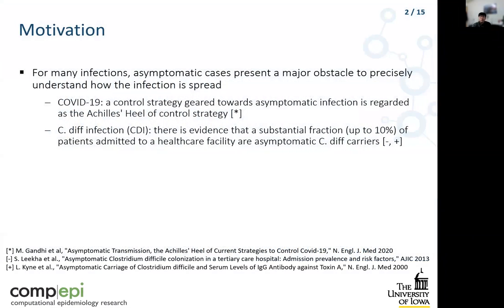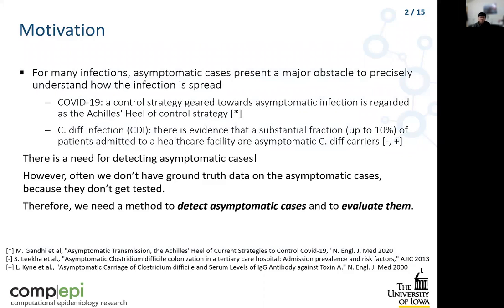For many infections, asymptomatic cases present a major obstacle to precisely understanding how the infection spreads. For instance, in infectious diseases such as COVID-19 and CDI, a common healthcare-associated infection, asymptomatic cases play a significant role in the disease spread. So there's a need to detect asymptomatic cases. However, often we don't have ground truth data on asymptomatic cases because they don't get tested. Therefore, we need a method to detect them and to evaluate them.